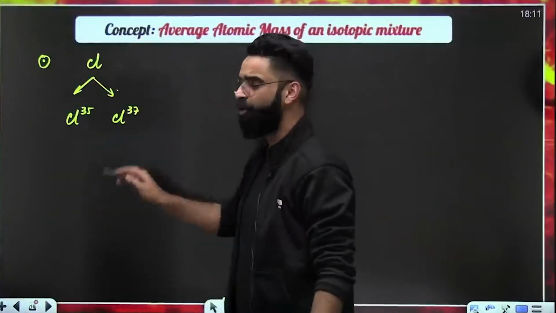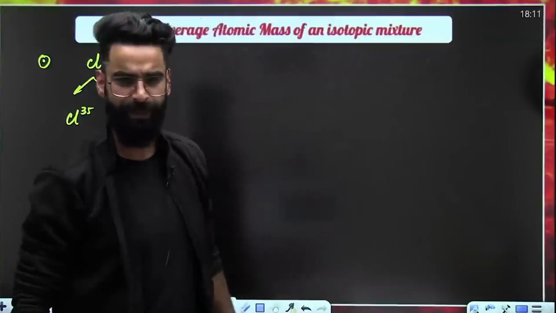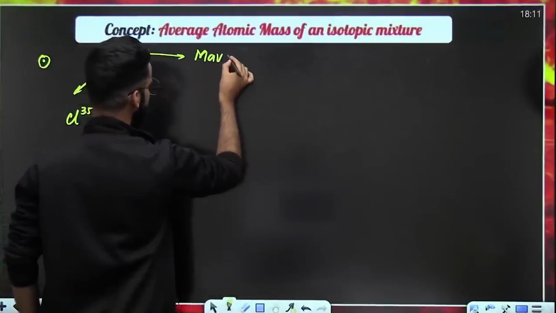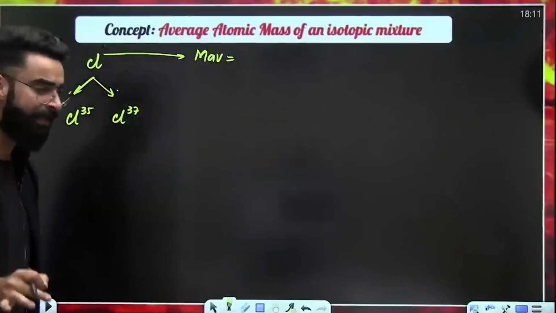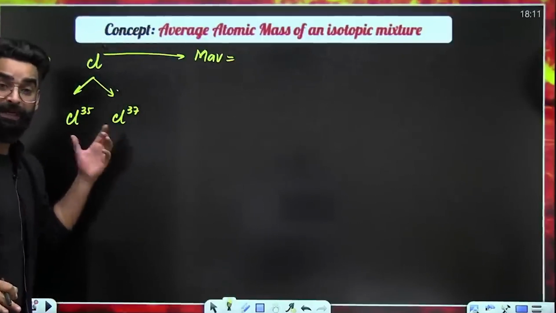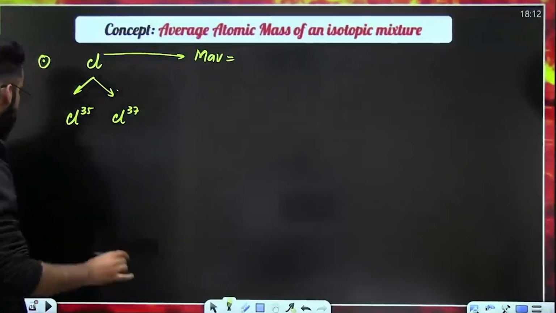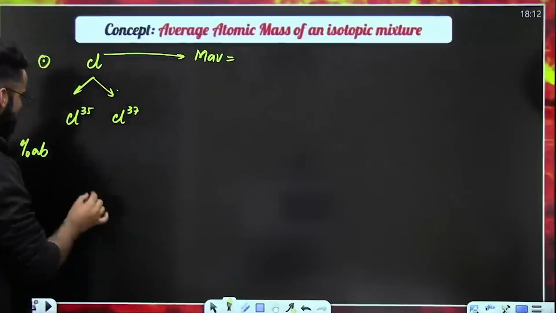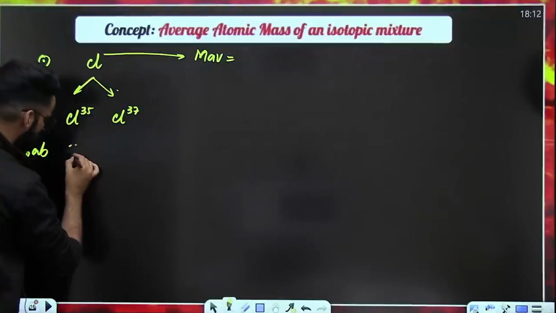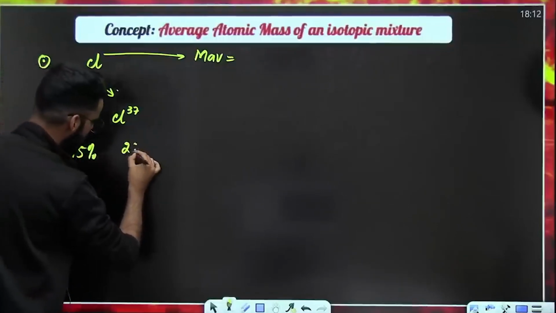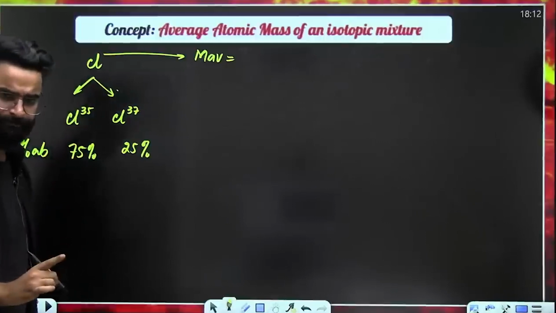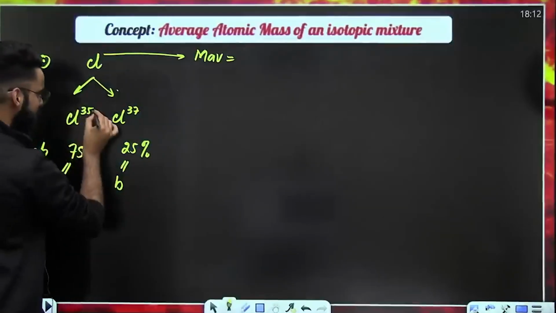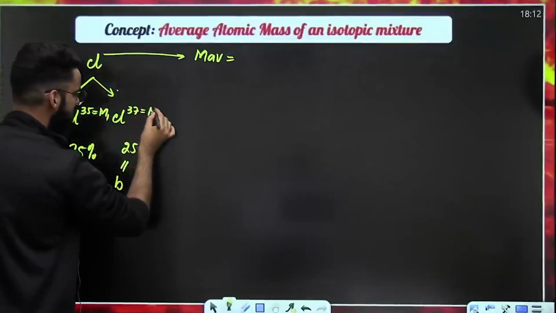So, if chlorine has isotopes, do I calculate the normal atomic mass of chlorine? No, I do not calculate the normal atomic mass. What do I calculate? I will be calculating the average atomic mass. And you must know, in order to calculate the average atomic mass of chlorine, I need the percentage abundances of these isotopes. And let me tell you, the percentage abundances of these isotopes of chlorine are 75 and 25 respectively. We represent these percentage abundances with A and B. This is the value of M1 and this is the value of M2.